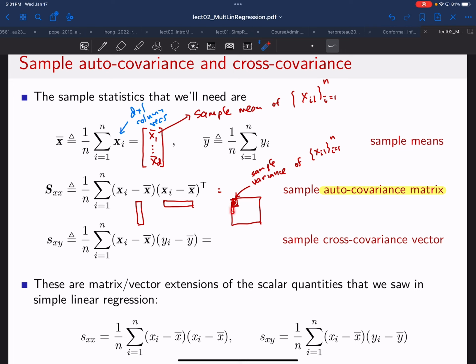So when I go down here, I'm really talking about the covariance between the first feature and the second feature. I'm looking for how they are related. What is their correlation? So that's what you get off the diagonal of this matrix. So how the different features correlate with each other.